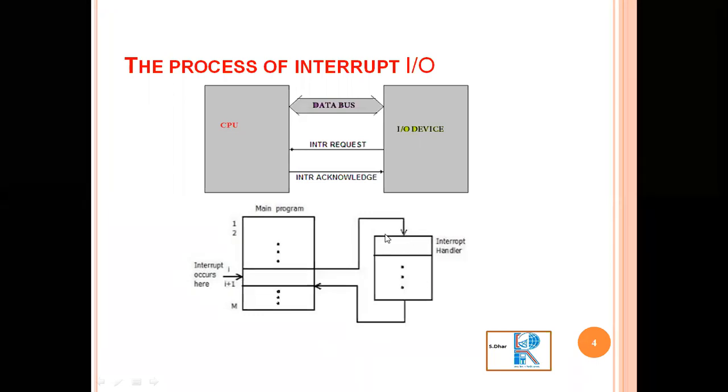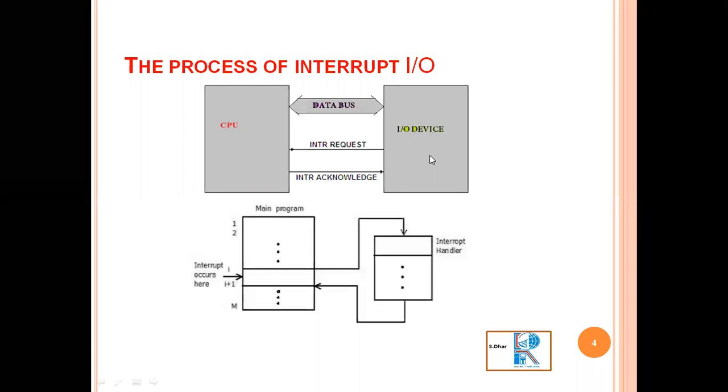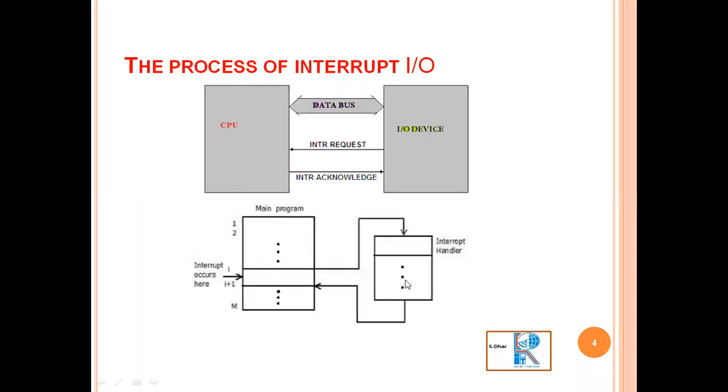Okay. This is a program. This is also a program. This program is written for this particular IO device which generated the interrupt signal. So it will service using that program. After completion of the service, that means after completion of the interrupt handler or interrupt service routine, the control will again go back to the instruction I+1.